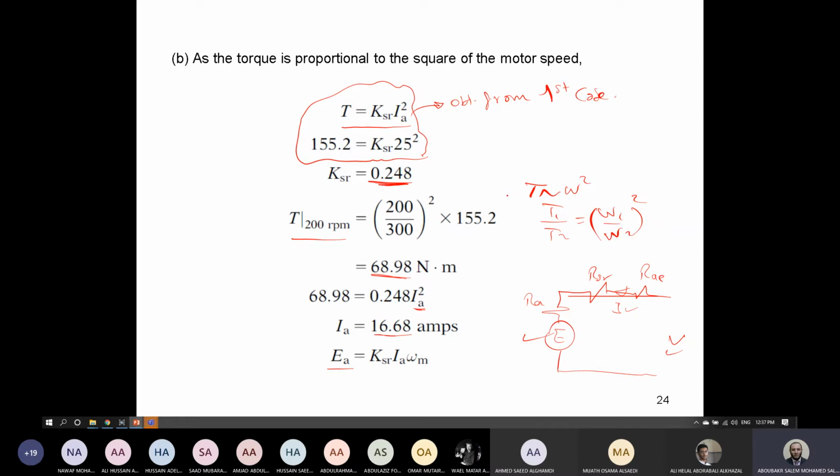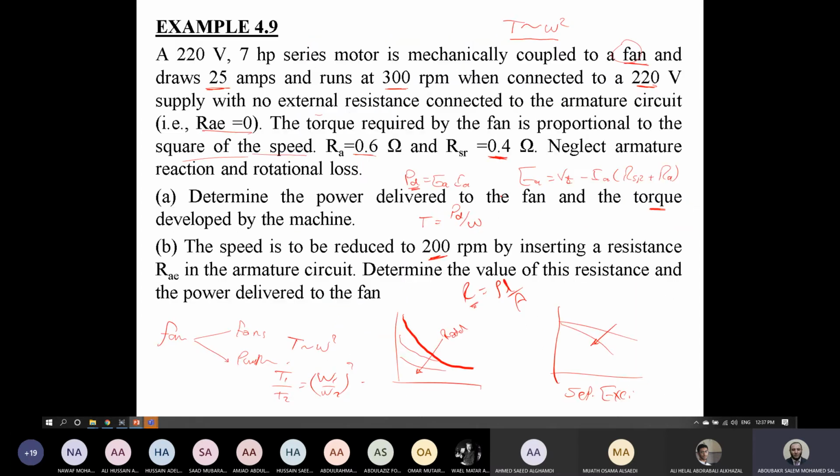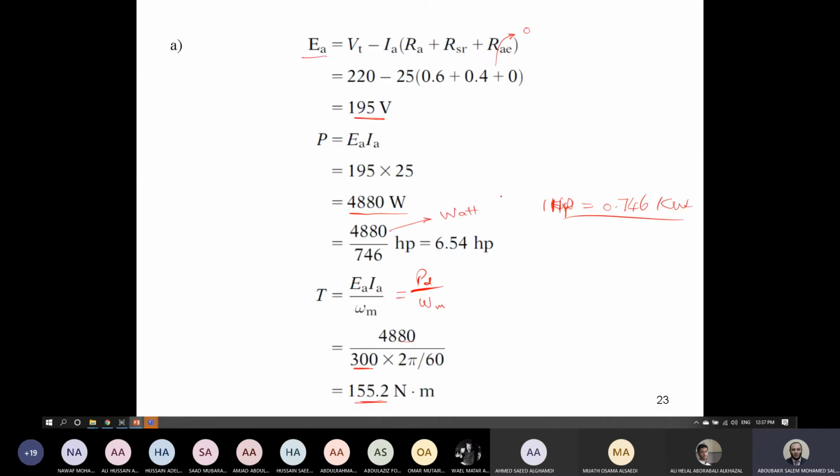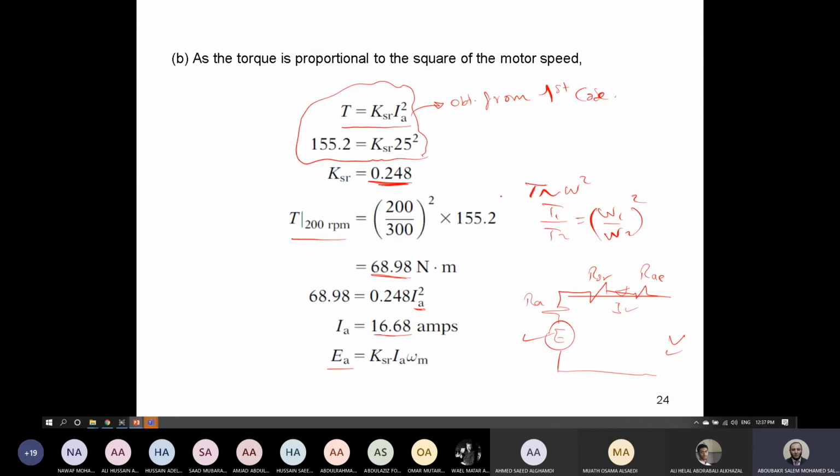And we would like to get what? We'd like to get the torque and resistance. Sorry, power or resistance. To get the value of power and resistance. But in order to get power, which is power developed, it's equal to EA multiplied by IA. So we need to calculate EA and IA.